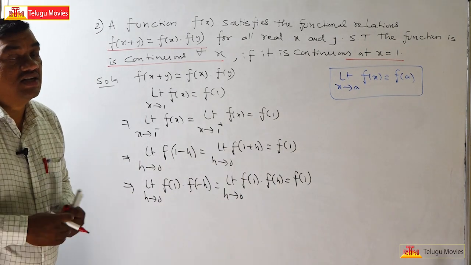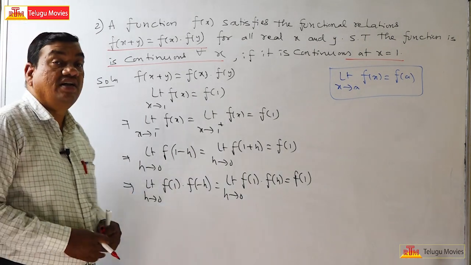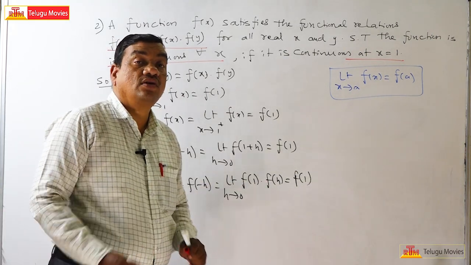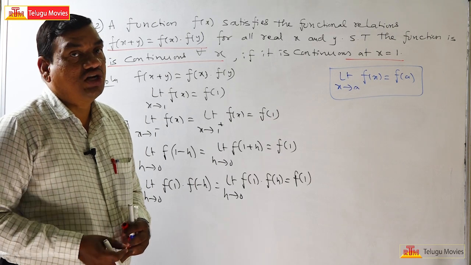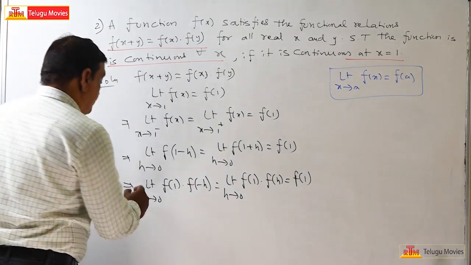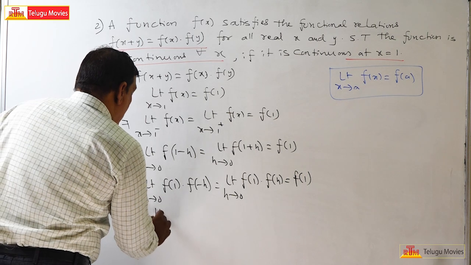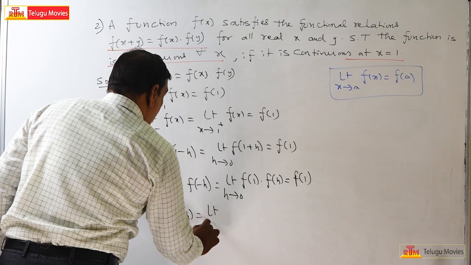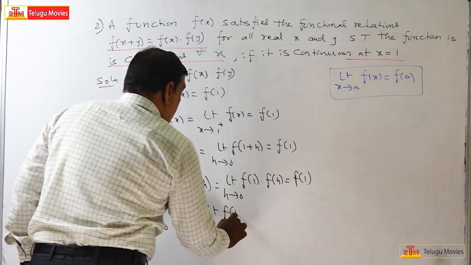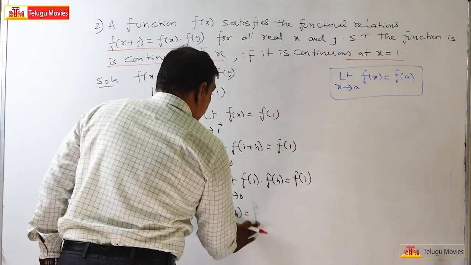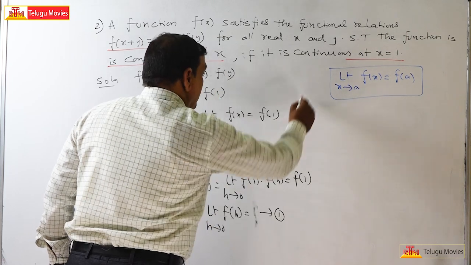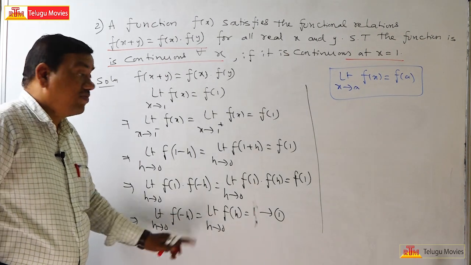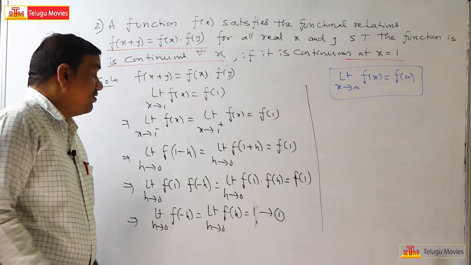Since f(1) is a constant and does not contain any h, you can cancel f(1) since it is not equal to 0. Therefore, the limit as h tends to 0 of f(−h) is equal to the limit as h tends to 0 of f(h), which is equal to 1. Call it equation number 1.